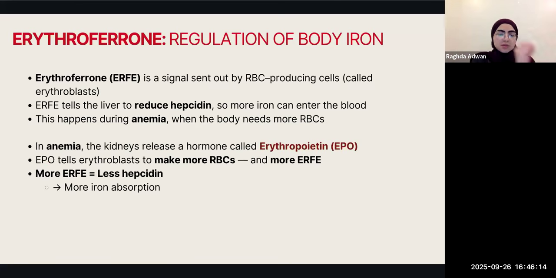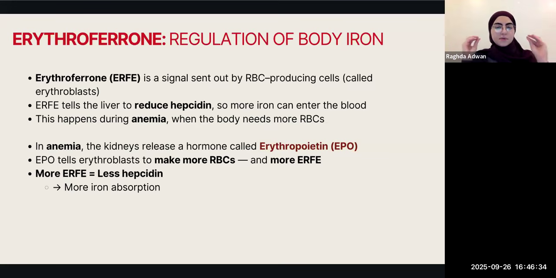So in anemia, when there's not enough RBCs, the kidneys are going to release erythropoietin, which you just asked about. Then erythropoietin tells the erythroblasts or immature RBCs to make more red blood cells and more erythroferron. So more erythroferron, less hepcidin.